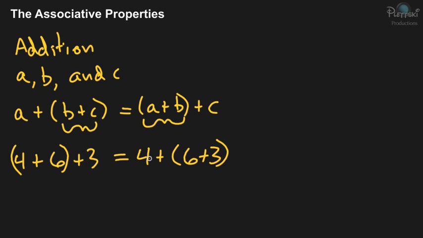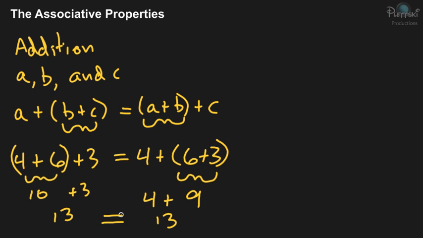And it's not going to matter. These are going to be equivalent expressions. They're going to equal the same thing. So in this one, you add the 4 and the 6 first, and you get 10. And then you add the 3, which is 13. And in the second one, the equivalent expression, you get 6 plus 3, which is 9. And then you add the 4 to that, which is 13. So you'll get the same answer no matter which order you add things in. Now that's the associative property of addition.